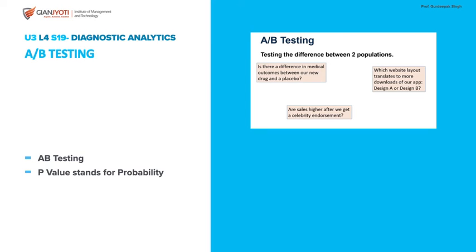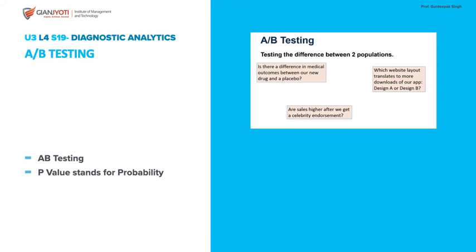Then we check and build a hypothesis, A/B testing, and check whether the drug has any effect on the population, or it is the same as the placebo. Or sometimes the placebo may be better than the drug because there are some side effects. Second could be which website layout translates to more downloads of our application, design A or design B, two populations. Are sales higher when we get a celebrity endorsement? No endorsement, that population; endorsement, that population; and we do the A/B testing.